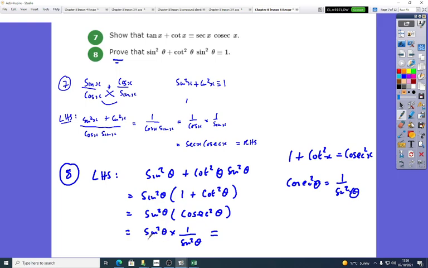So that sine squared will cancel, and what you'll be left with is 1, which is the same as what they expect on the right hand side. Again, QED.